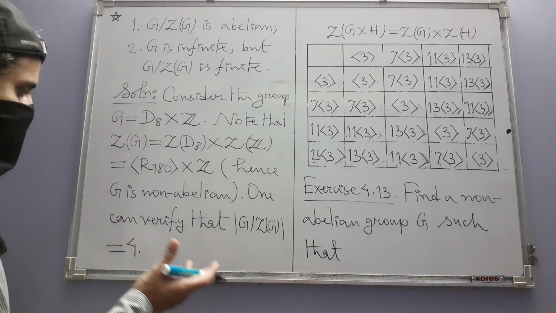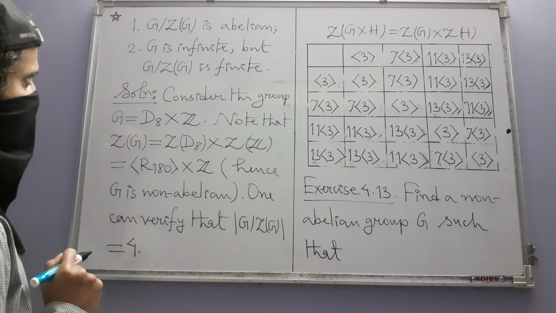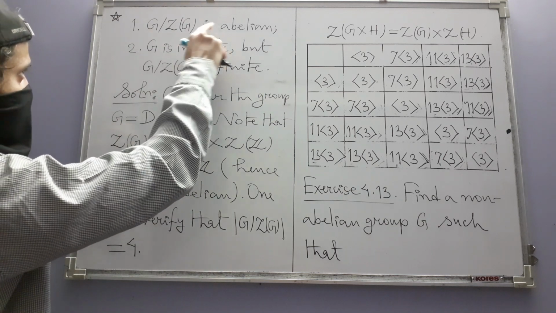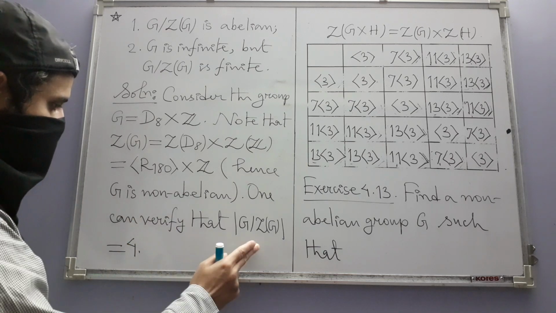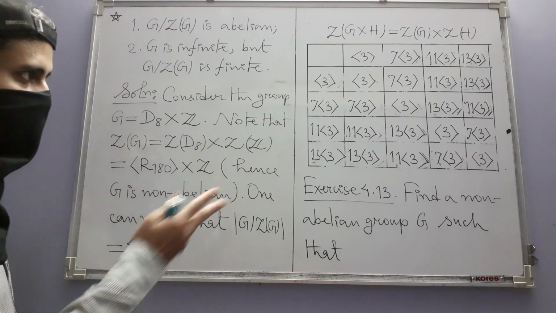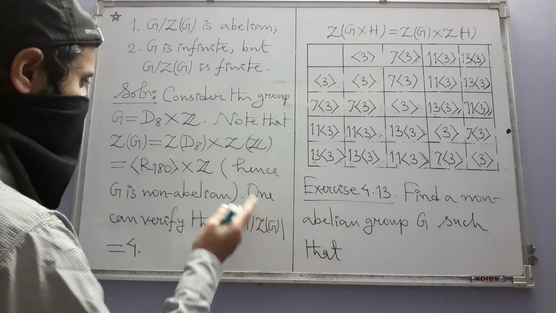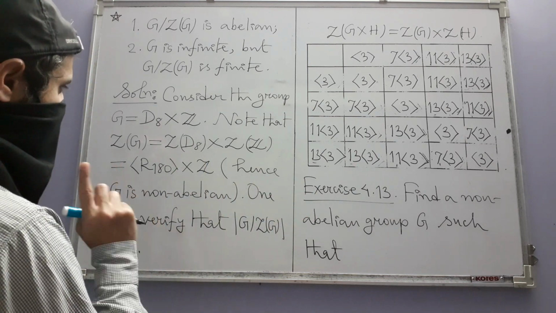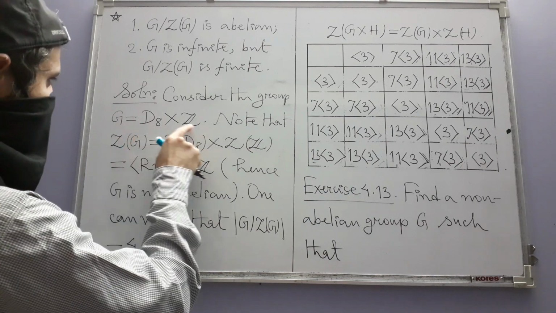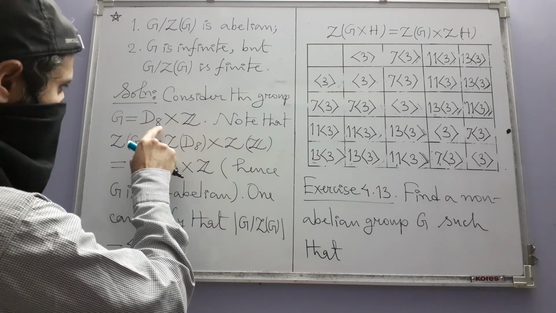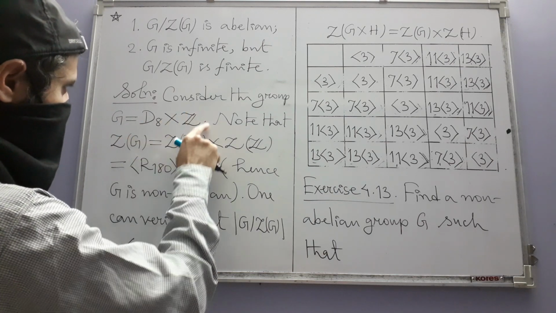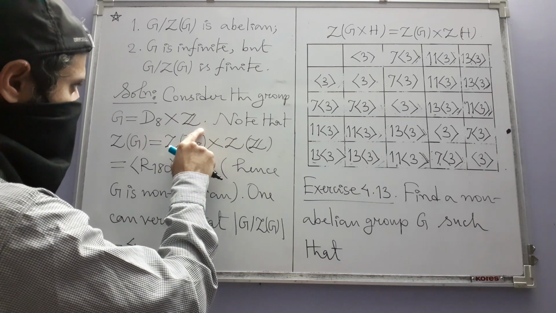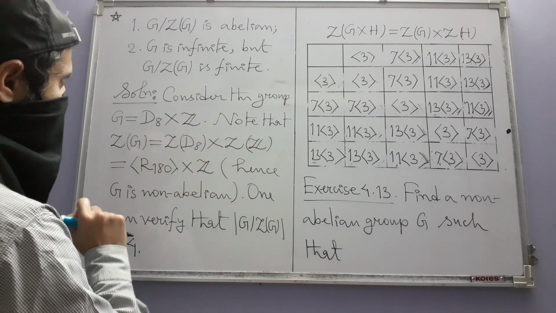So what is the ultimate conclusion from all of these things? This is abelian. Why? Because its order is 4, just like before. Any group of order 4 is abelian, and here G is obviously infinite, and that infinite nature of G comes from this second factor. Because of that, G is infinite.